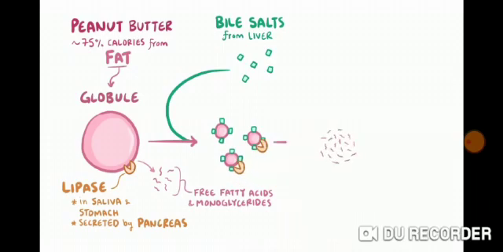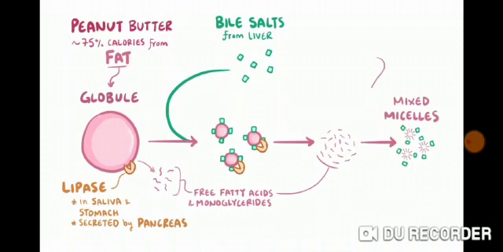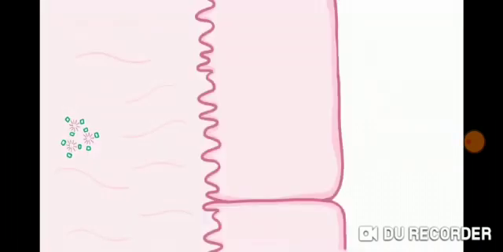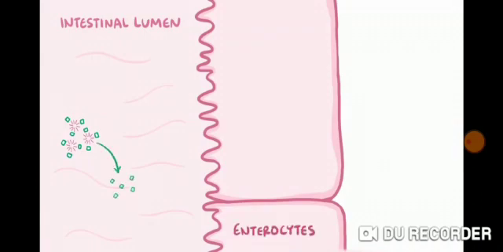Once the triglycerides are broken down into monoglycerides and free fatty acids, these self-assemble into mixed micelles which have a hydrophobic interior and hydrophilic or water-loving exterior. Micelles move through the watery environment of the intestine and reach the enterocytes or the cells of the intestinal wall. When they get to these cells, the micelles release their fatty acids which diffuse into the enterocytes.